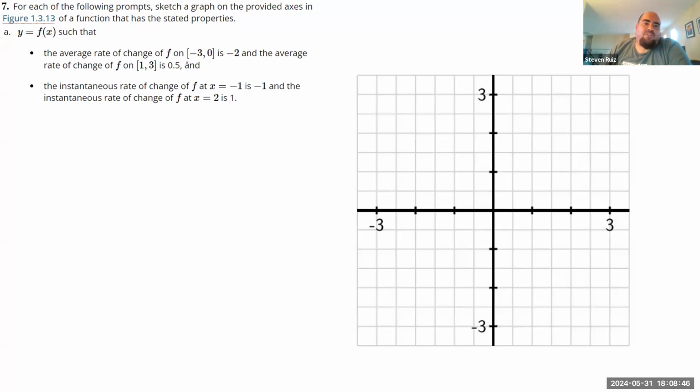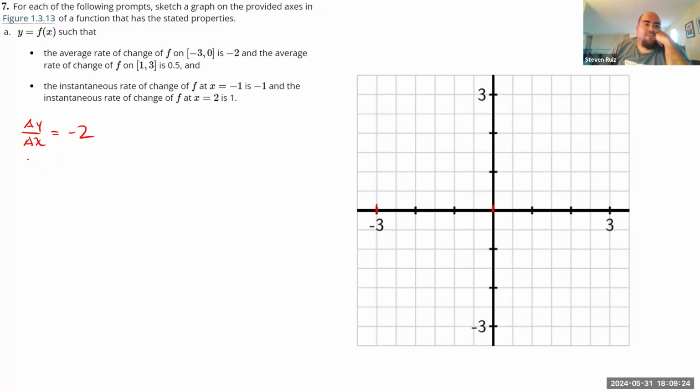So I know that the average rate of change over this interval from -3 to 0 is -2. So what does that mean? Basically, for every unit I travel in the x direction to the right, I'm going to travel downwards in the y direction by 2. So let me rewrite what that says: delta y over delta x equals -2. To be clear, I'm using this capital delta to stand for a change in something.